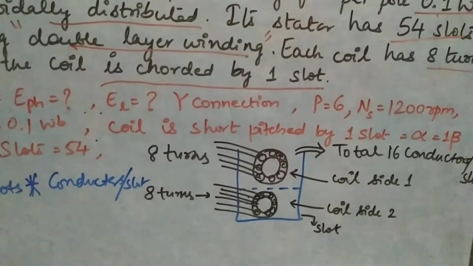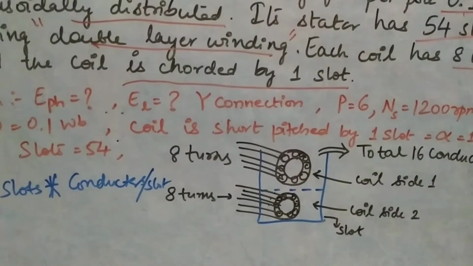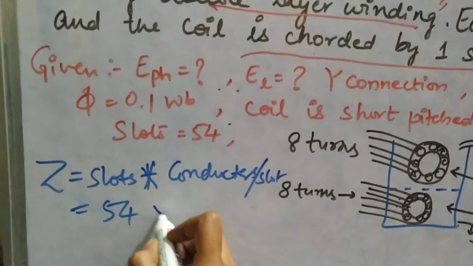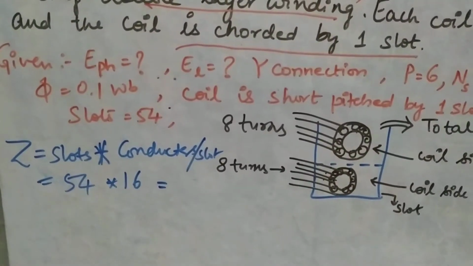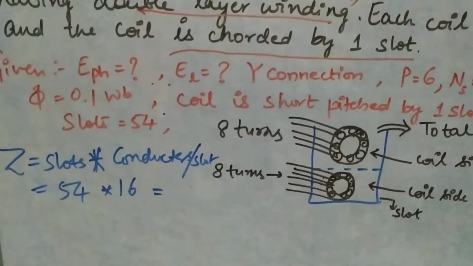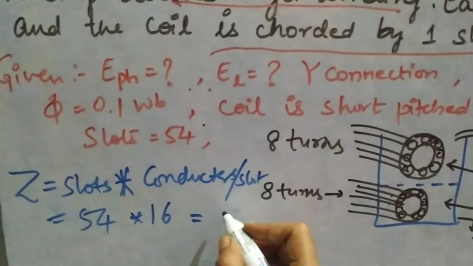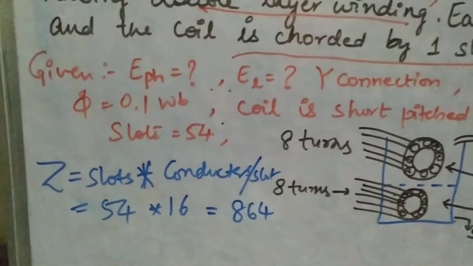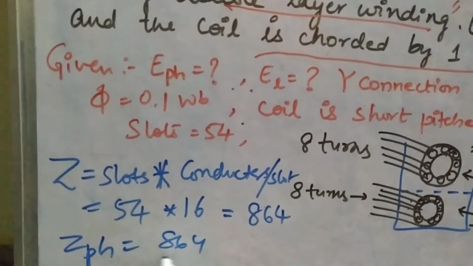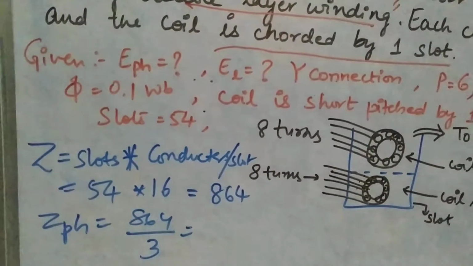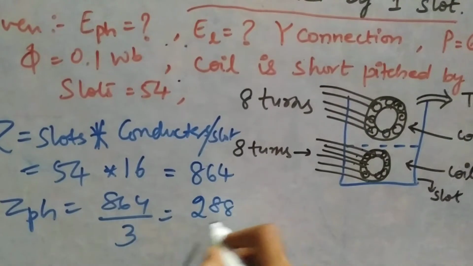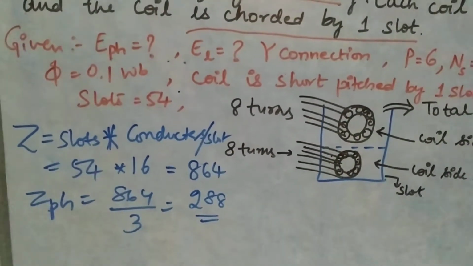How many slots have they given? 54. So 54 multiplied by 16, that is 8 turns plus 8 turns, so it is 16. Therefore it results in 864. This is the total number of conductors. For conductors per phase, Z phase is equal to 864 divided by 3, because the number of phases is 3. So it results in 288. Therefore this is the number of conductors per phase.